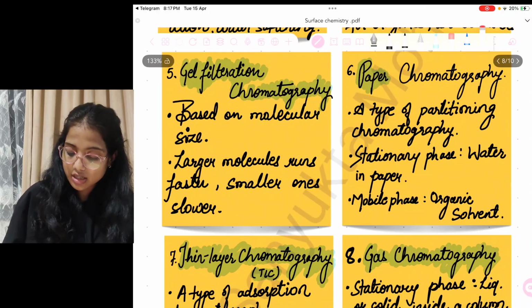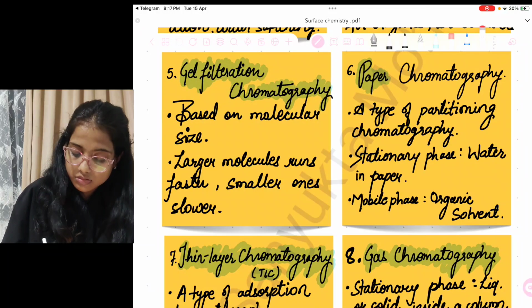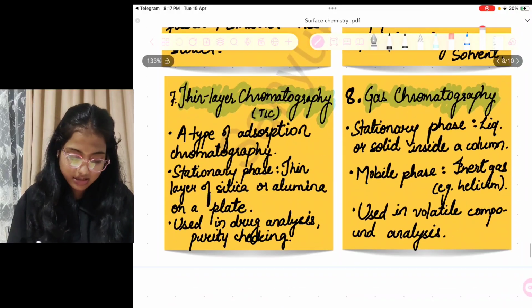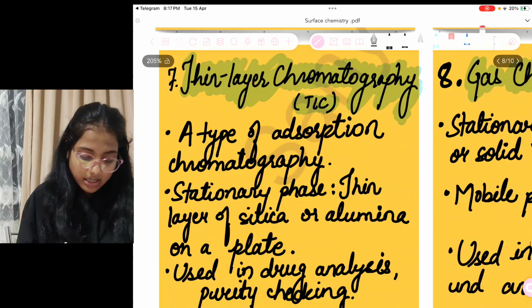मुझे लगता है बहुत सारे फ्रेंड्स ने पेपर क्रोमेटोग्राफी देखी भी होगी और I think स्कूल में की भी होगी.